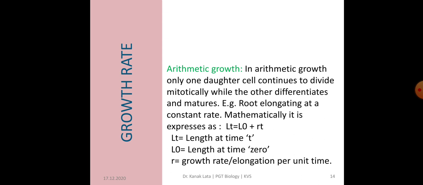And this process continues and new cells are constantly added to the body, resulting in constant elongation growth. If the length of the growing organ or organism is plotted on a graph against time, then a linear curve is obtained. Mathematically, it is expressed as Lt = L0 + rt, where Lt is the length at time t and L0 is the length at time 0, and r is the growth rate, or elongation per unit time.